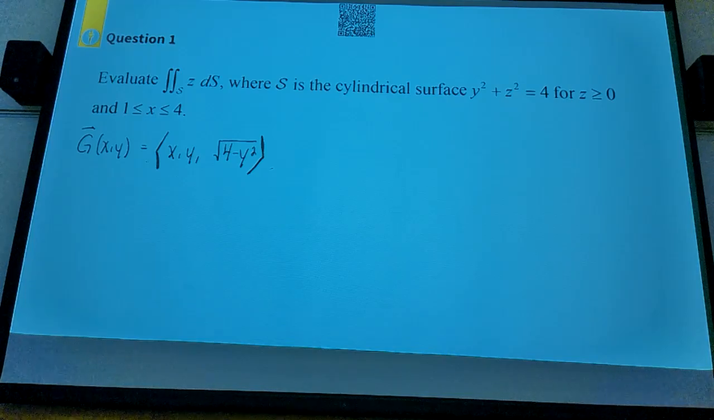The key here is the fact that we're told z is not negative. That's why it's only the positive square root, right? We need a domain. Well, they already told us x. What about y?